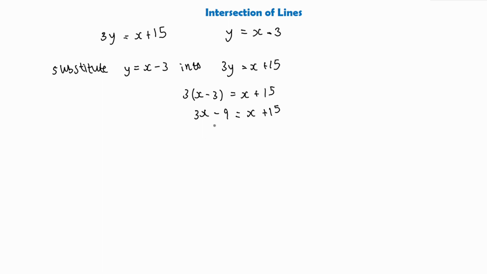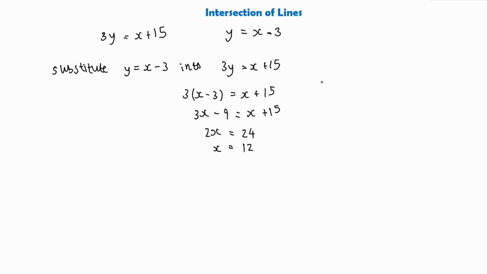So we can take away x from both sides to get 2x and add 9 to both sides to get that it's equal to 24. And then we divide by 2. We find that x is equal to 12. And we know this is right from our other two examples.